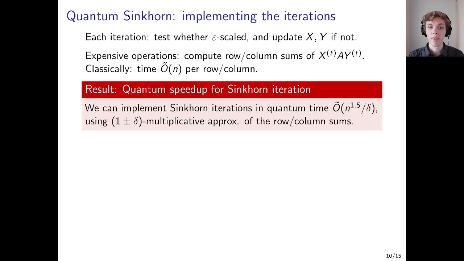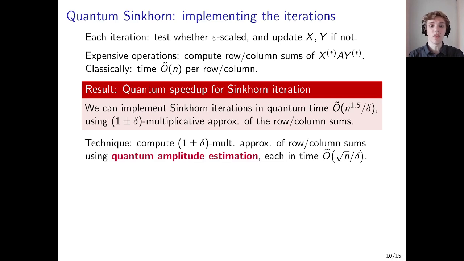Namely, if I pick some delta, which I use as a multiplicative precision parameter, then I can implement these Sinkhorn iterations in quantum time n to the 1.5 divided by delta, where I use 1 plus minus delta multiplicative approximations of the row and column sums for my updates. The way that we achieve this is by computing these row and column sums using quantum amplitude estimation, and each of these sums we can compute in time square root n divided by delta. So what's to do next is to find such a good choice of delta, and to then bound the number of iterations.